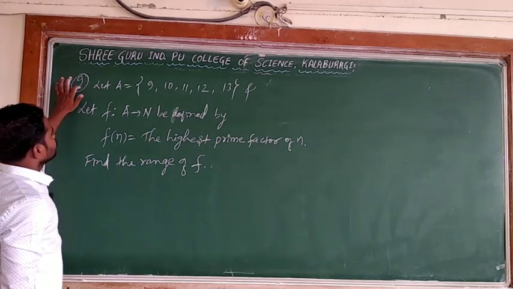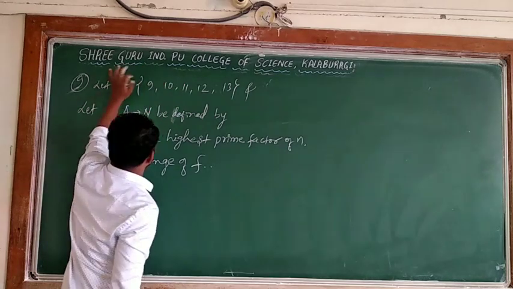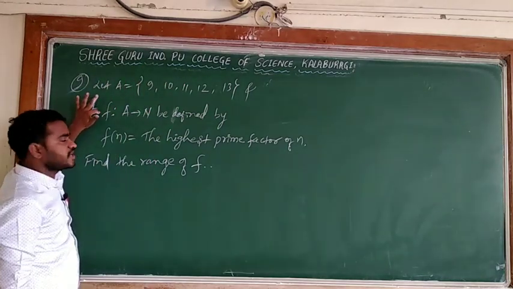Now the ninth one. Let A be equal to 9, 10, 11, 12, 13. This is one set, and also a function is defined from A to N.